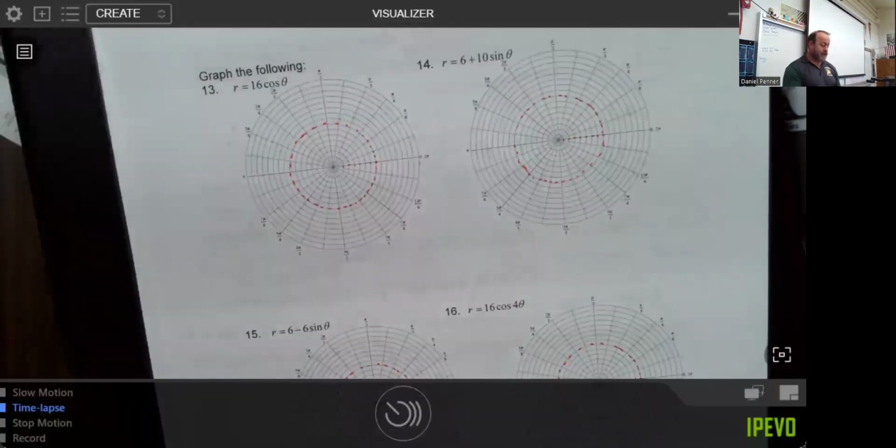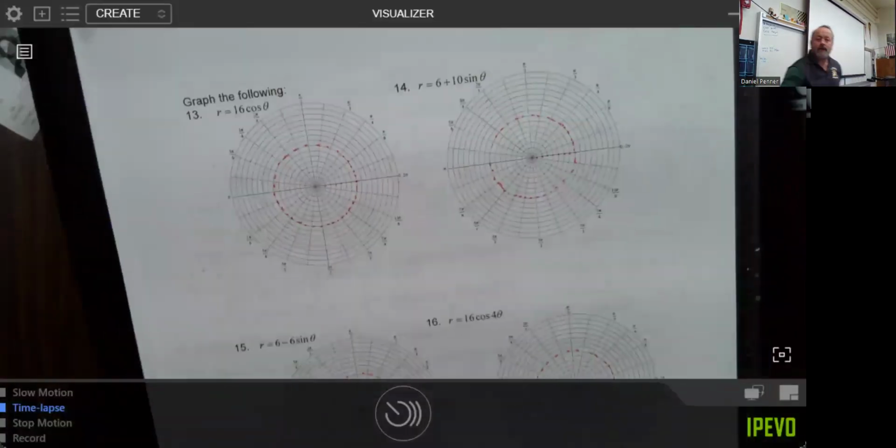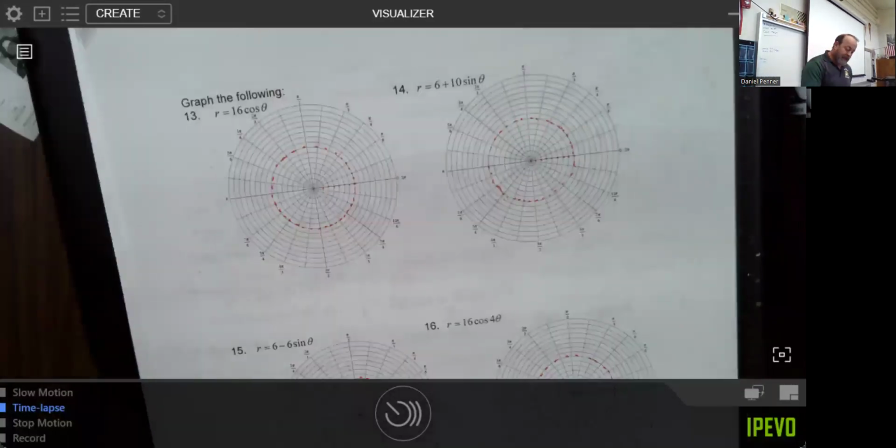Okay, so let's go ahead and do some polar graphing. Polar graphing. I tried to give you one of each variety here. What I started off with, I need to move that thing. Okay, this is a circle.